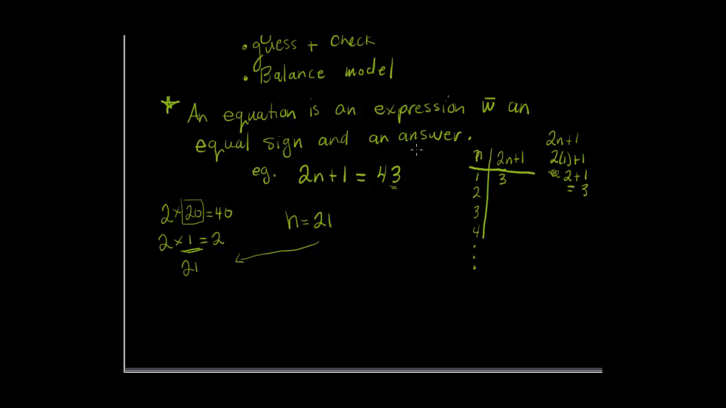Now that works really well for simple numbers, but the value for n could be a decimal, it could be a fraction, it could be a negative number. So maybe guess and check is simple for simple equations. However, maybe it doesn't work so well with more complicated equations. So maybe we're going to use the second strategy of balancing the equation. I'm just going to get rid of some of this stuff here so we can see about balancing the equation.